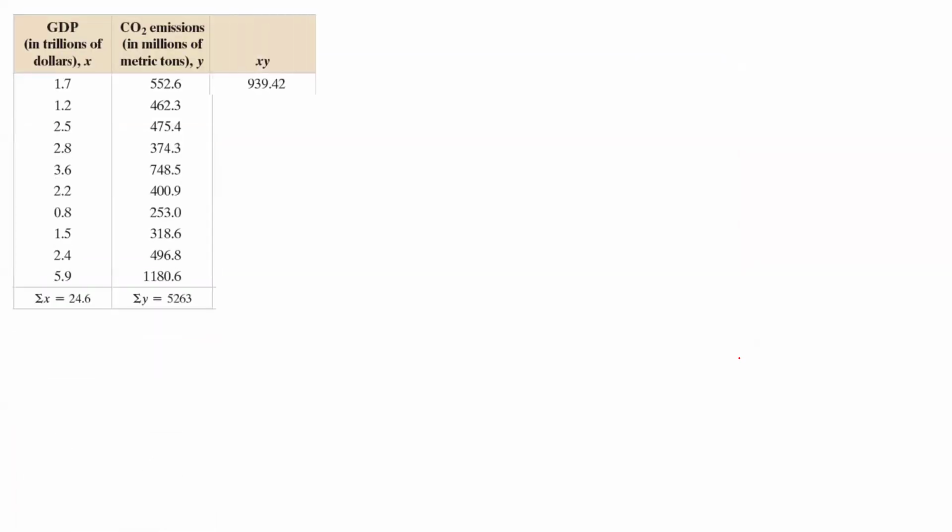Let's take a look at one example together. In this example, here we have the GDP in trillions of dollars, which is our X value, independent value, and CO2 emissions, which is Y, depends on X. For X values, if you add them all together, it adds up to 24.6. For Y values, if you add them together, it adds up to 5,263. Now, multiply X and Y's.